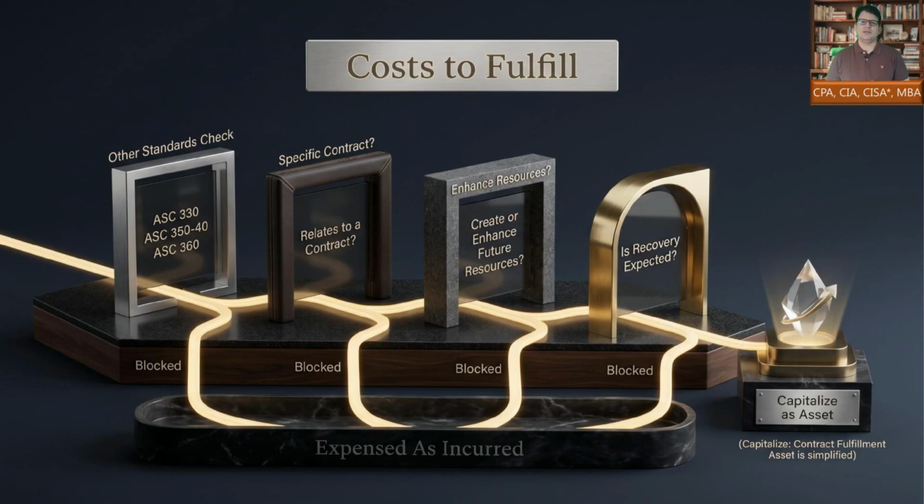If not, the cost must relate to a specific contract or specifically anticipated contract. It must create or enhance resources used in future performance, and recovery must be expected. If all gates are cleared, the cost is capitalized. If any gate blocks the cost, it is expensed as incurred. This gatekeeping prevents double counting and prevents ordinary operating costs from becoming assets.